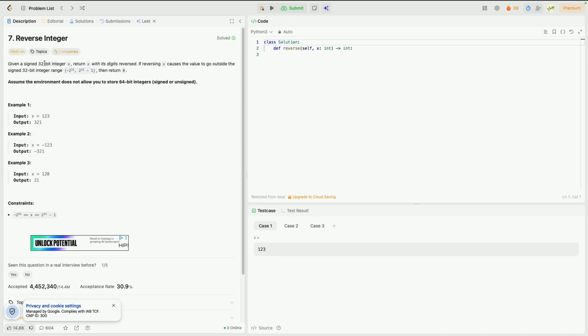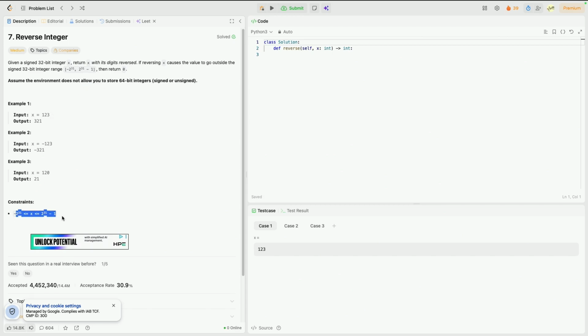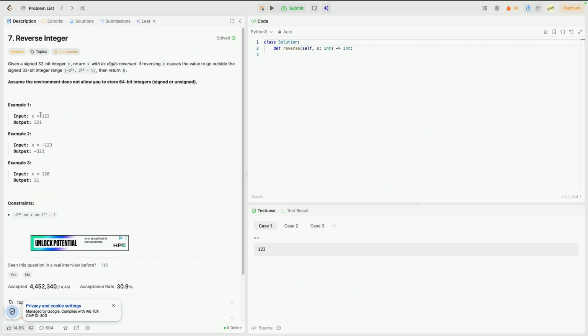So we're given a signed 32-bit integer x, and we should return x with its digits reversed. If reversing x causes the value to go outside the signed 32-bit integer range, then return 0. Assume the environment does not allow you to store 64-bit integers, signed or unsigned. x can be any number within that 32-bit range. That's the only constraint. And what does a reversed number look like? Well, like this. Put in 123, you get back 321.